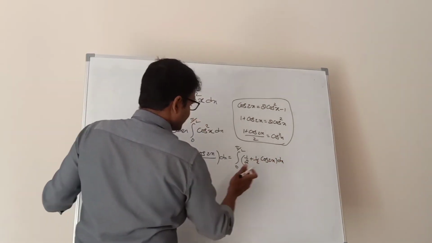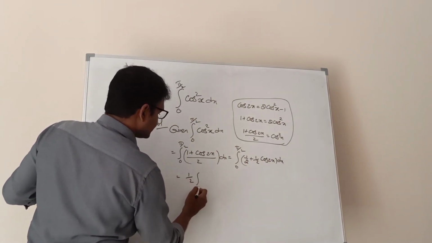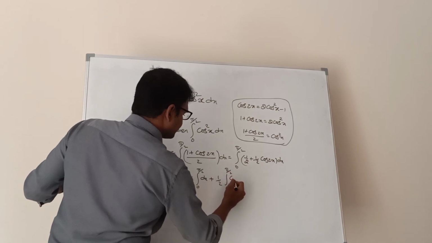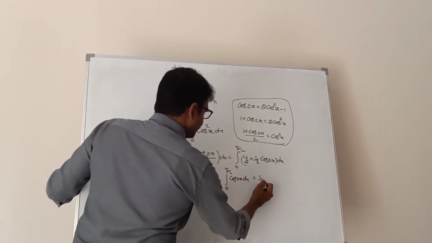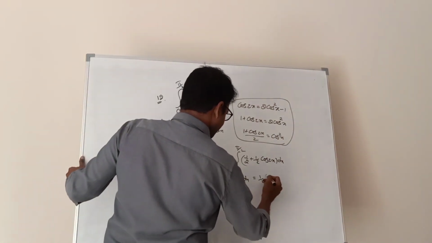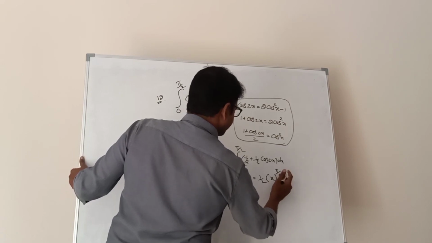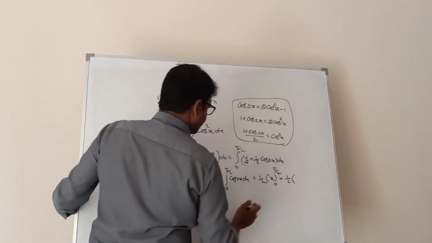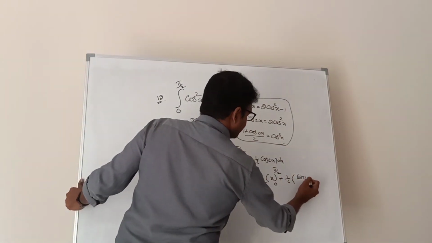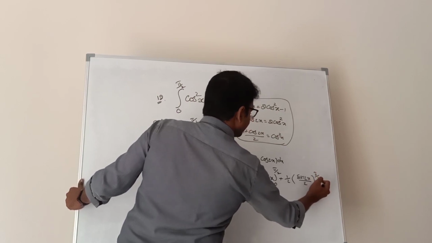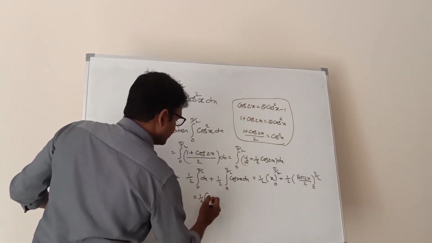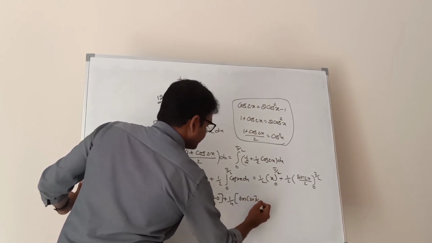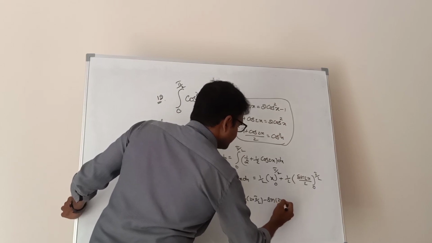dx. Again there are two functions, split this again into two parts, 1 by 2 into integration of 0 to pi by 2 dx plus 1 by 2 into 0 to pi by 2 integration of cos 2x dx. 1 by 2 into integration of 1 dx is x, lower limit 0, upper limit pi by 2, plus 1 by 2 into integration of cos 2x is sin 2x by 2, lower limit 0, upper limit pi by 2. 1 by 2 into upper limit minus lower limit plus 1 by 4 into upper limit 2 into x value pi by 2 minus sin into 2 into 0.